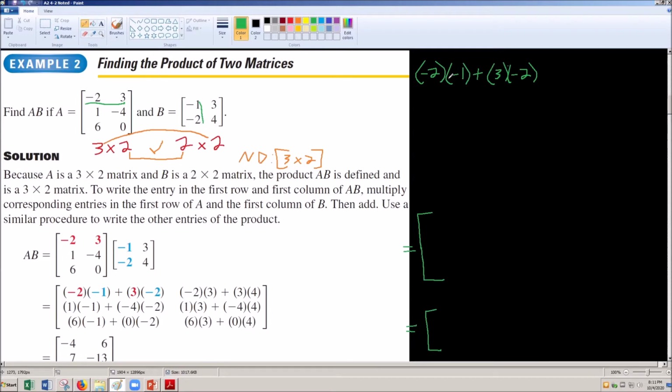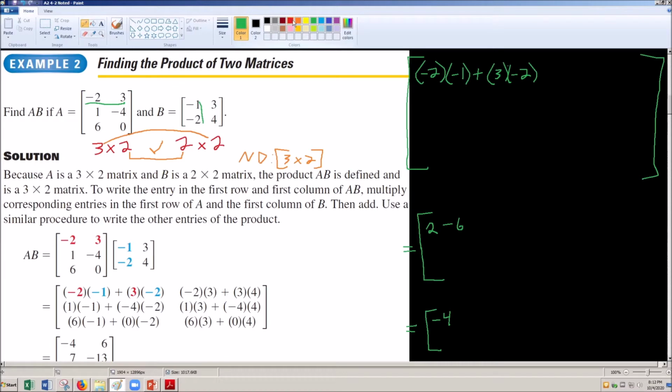So I want to take the product of these things. -2 times -1 gives me a +2. And then here, I'm going to actually simplify. So I got 3 times -2, which gives me -6. When I'm adding a -6, I'm just going to say -6. And then, what is 2 minus 6? It gives me -4. So I've done now this first row, first column position.